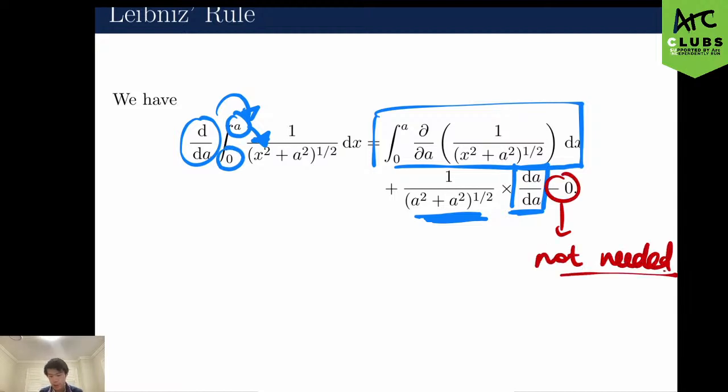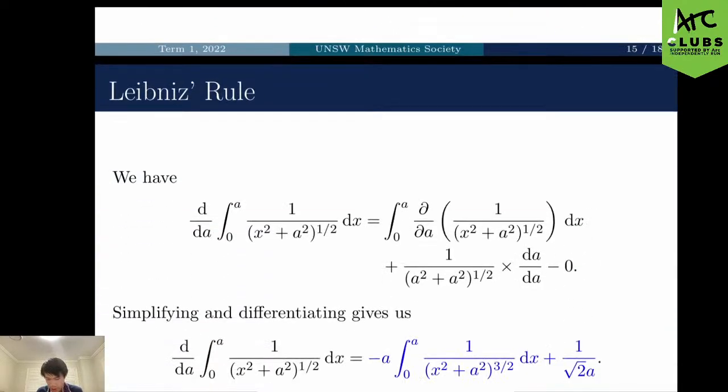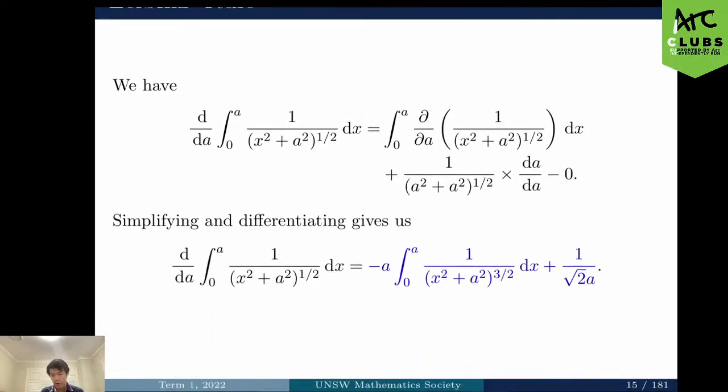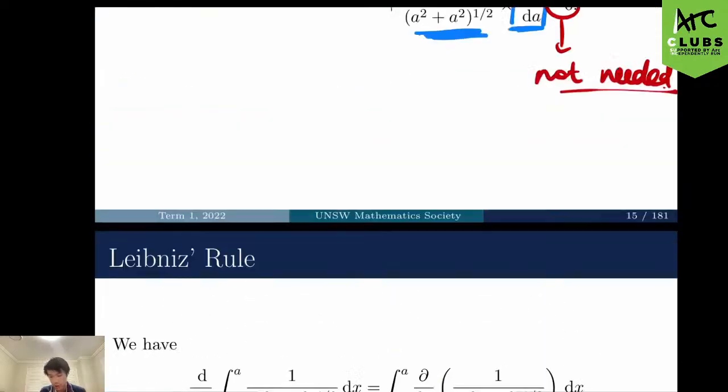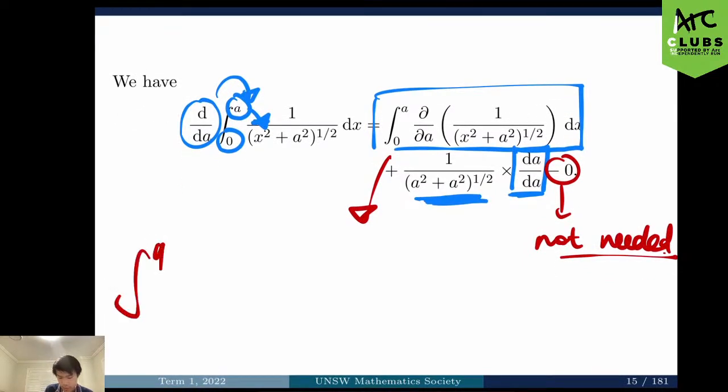Cool. All right, so we're looking pretty good so far. Yeah, let's continue. And we simplify a bit. Well, maybe I'll just do this as well because it's a bit more involved. But how would you change this first term?